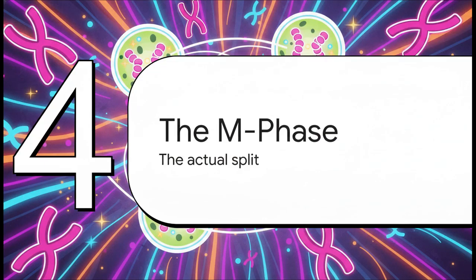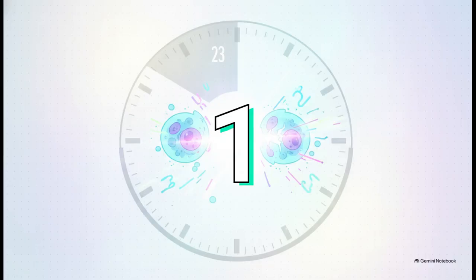Now, for part 4, let's look at the main event, the M phase of cells. Remember that 24-hour clock we were just talking about? Well, here is the number one. After 23 exhausting hours of preparation in interphase, the actual physical splitting of the cell, the M phase, only takes about 1 hour to execute. It's a remarkably fast and explosive process compared to all that setup.